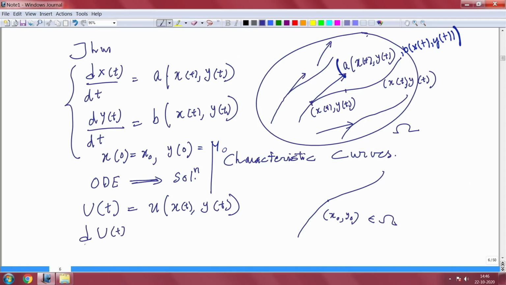If I compute du by dt, I will have u_x times dx by dt, that is a, and u_y times dy by dt, that is b, and this is nothing but c times u of x(t), y(t) plus d. So, you see you have an ODE again here.